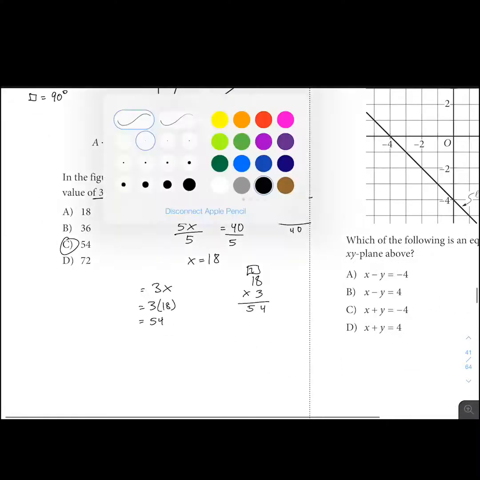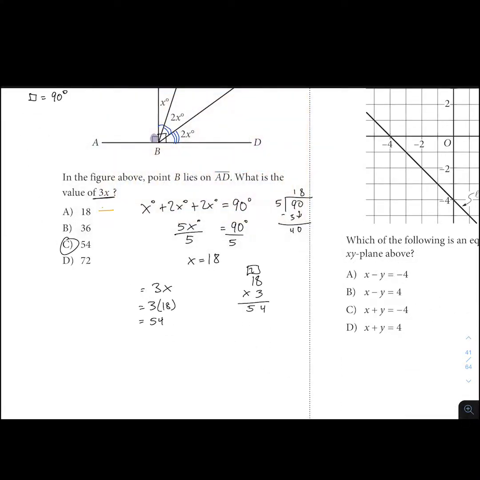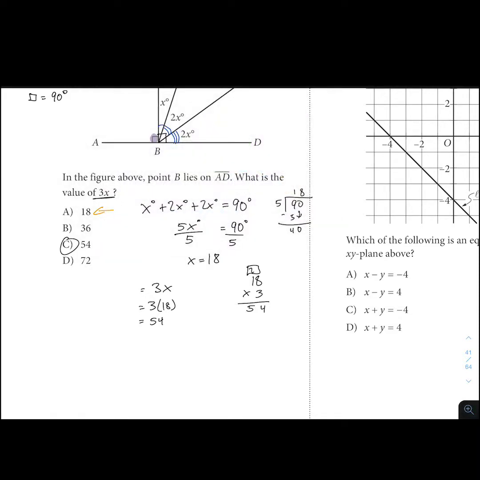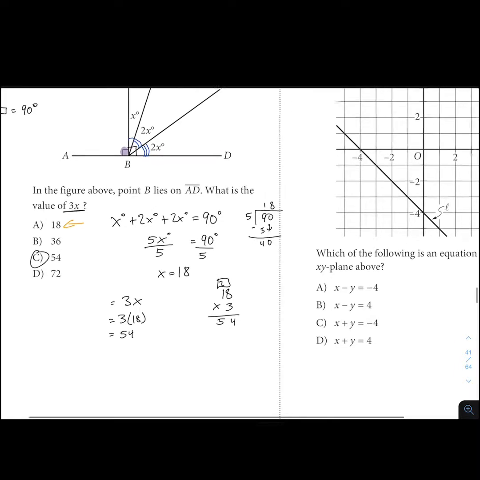The biggest thing here is, hey, don't just jump and say the answer is 18, because that's not correct. That's the answer for x. We need to figure out the answer for 3x.